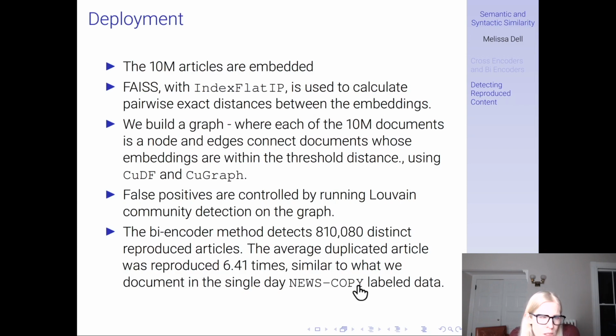False positives are controlled by running community detection on the graph. And so this bi-encoder method detects over 800,000 distinct reproduced articles. I think very impressively, the average duplicated article was reproduced 6.41 times, which is incredibly similar to what we found in our labeled single-day samples. So when we apply it to 10 million articles, cluster sizes are not blowing up with false positives. They're staying almost exactly what they are in our labeled data.